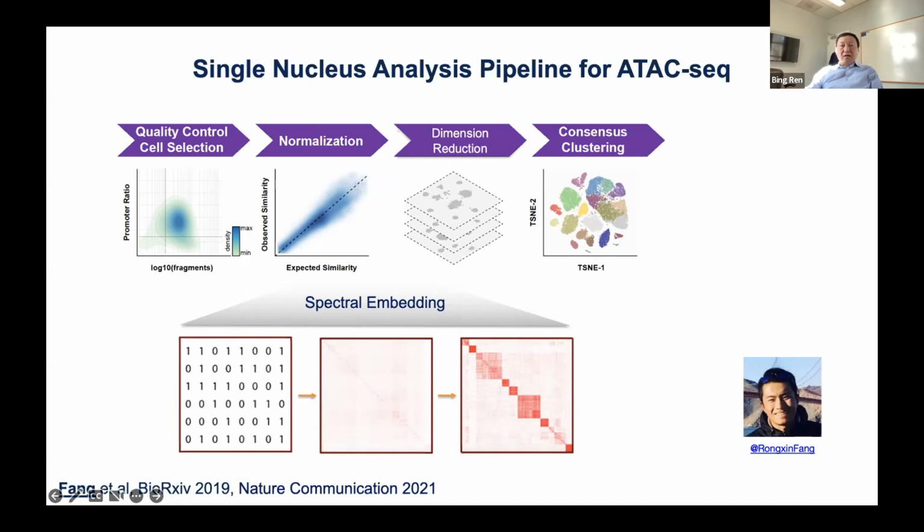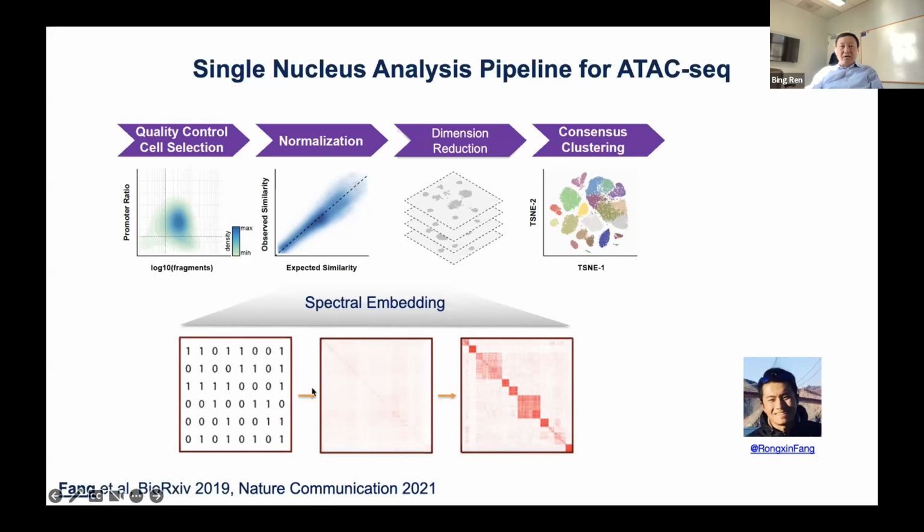Compared to other single cell ATAC-seq processing pipelines, the unique feature of SNAP-ATAC is that it employed a powerful mathematical approach to achieve dimensional reduction. So let me explain what it is. It's a strategy known as spectral embedding. Let's say each row here is a single cell ATAC-seq profile. 1 indicates there is a hit there, 0 indicates there is no hit. If you have 100,000 cells, it's a lot of rows.